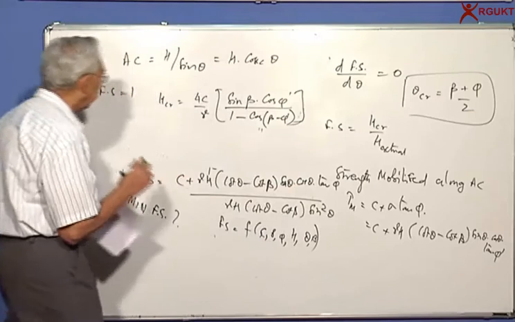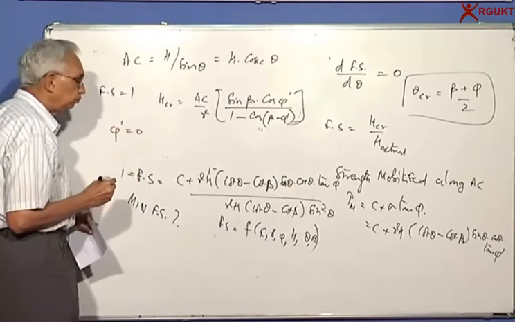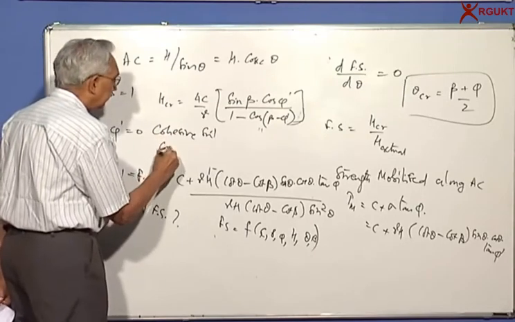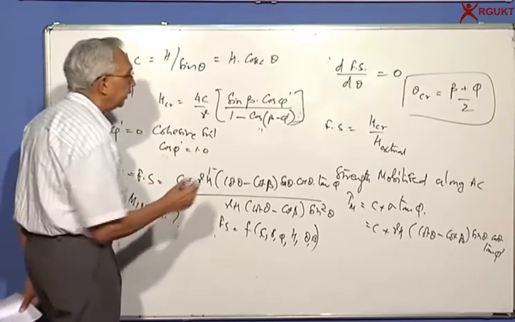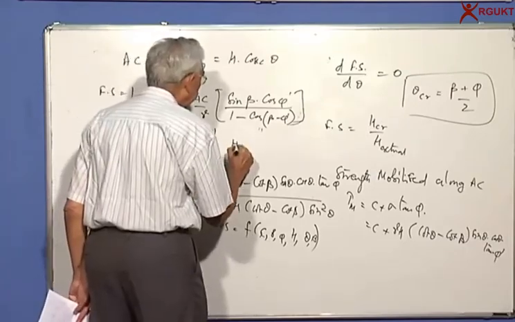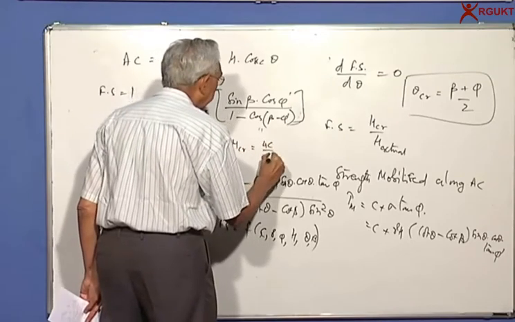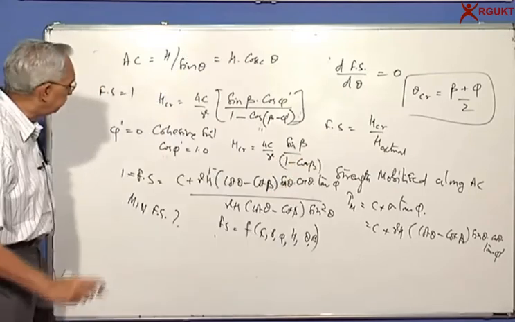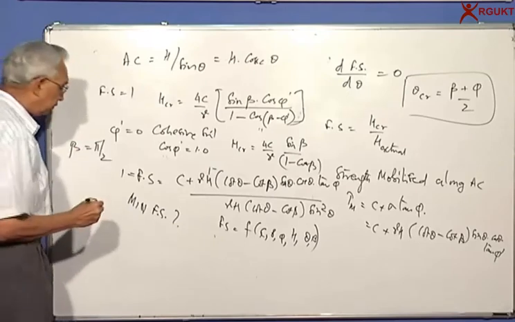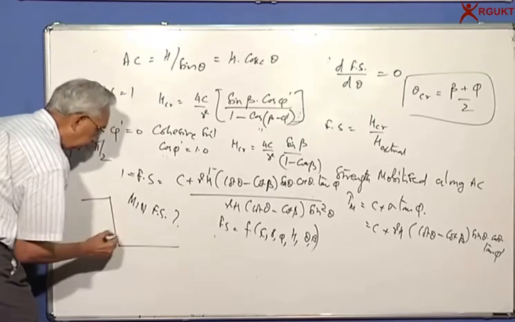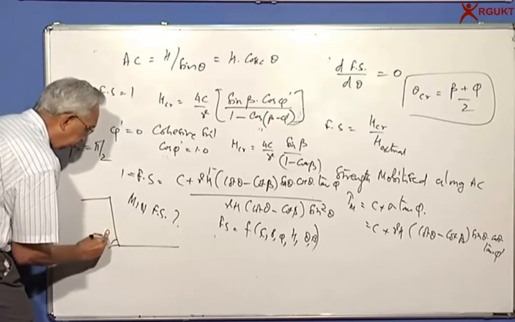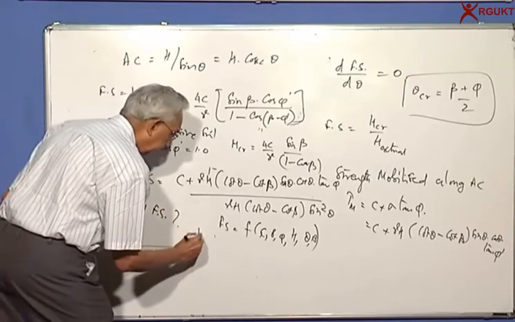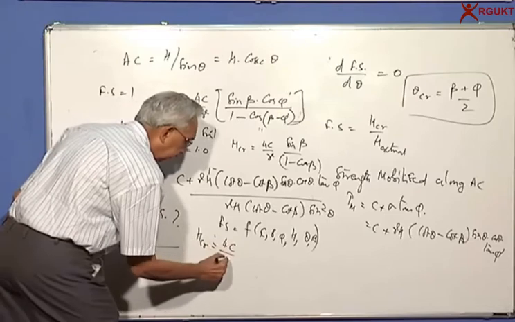And one simple particular case would be if phi is equal to 0. That means purely cohesive soil. Then if phi is 0, cos phi is equal to 1, and H critical is 4c by gamma sine beta by 1 minus cos beta. And beta is equal to pi by 2. What does it mean? When beta is pi by 2, we are looking at this angle beta, slope angle. It's a vertical cut. What happens? H critical is simply equal to 4c by gamma.